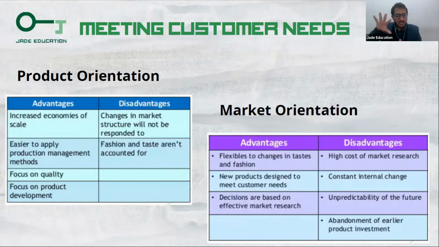But market orientation, well, you keep changing it to customer needs. So obviously, if the taste and fashion is there, you keep going with that. And you're bound to get higher sales, guys. Because you're giving exactly what the customer wants. And needs and wants keep changing. We just learned a few chapters ago, dynamic markets. So if you don't do your market research and adapt your product, you can't sell it. And well, you are using effective market research.